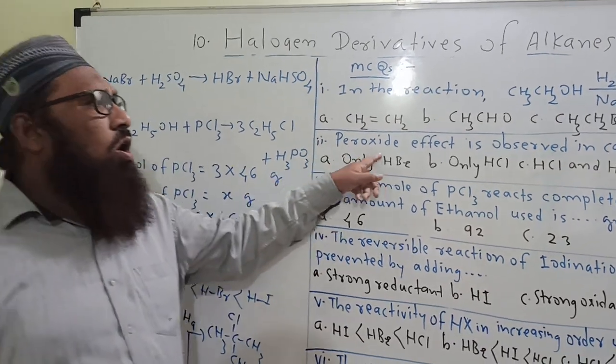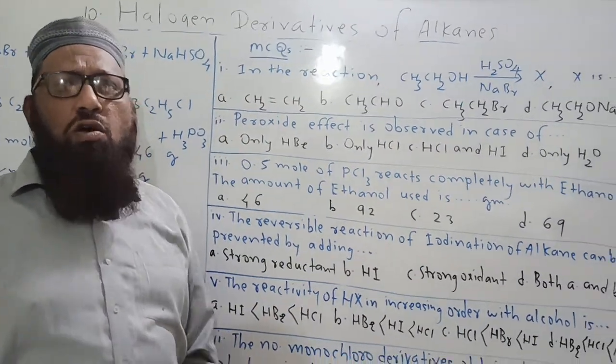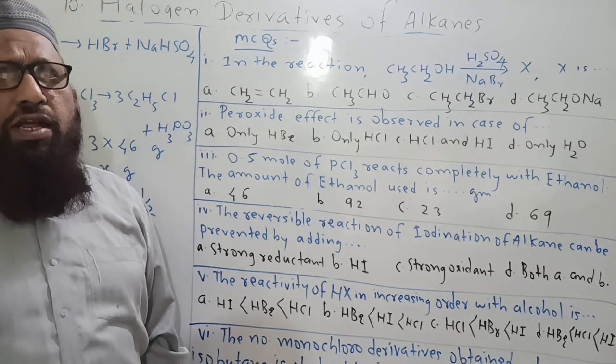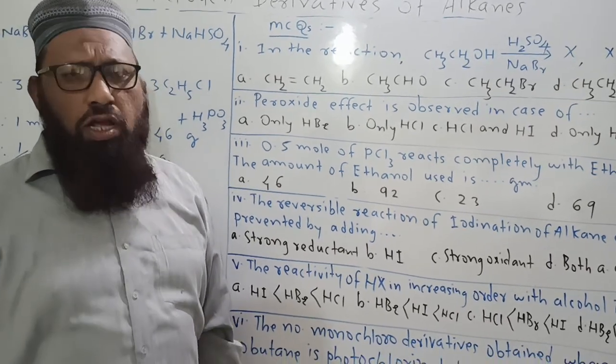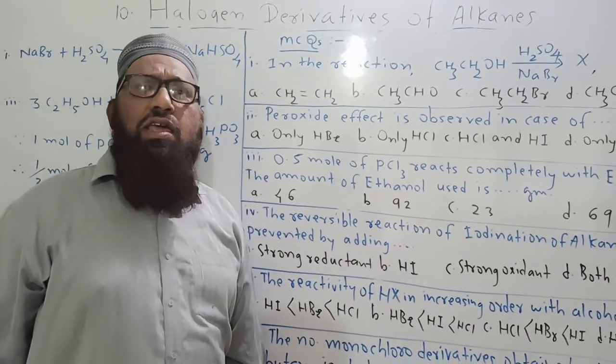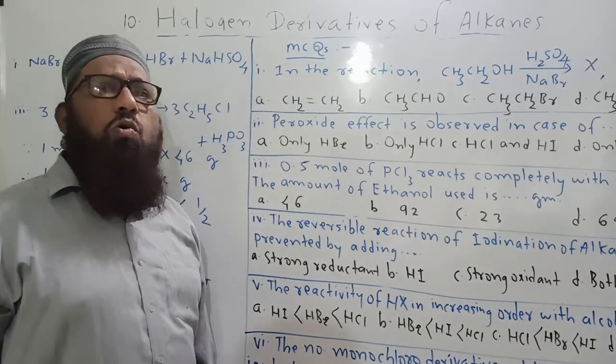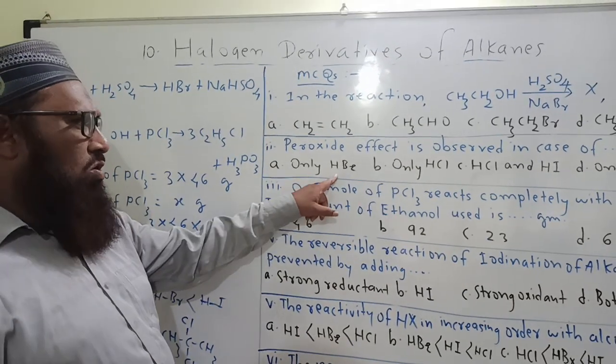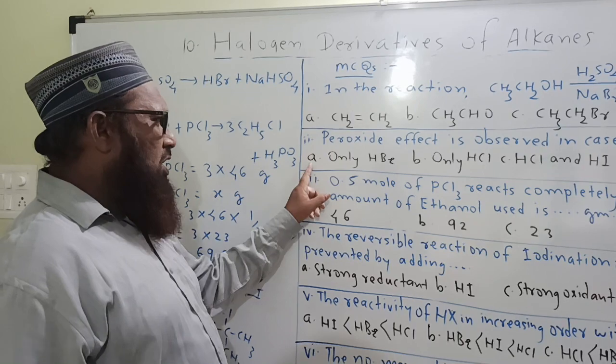Second, the peroxide effect is observed in case of... we already discussed this point in the anti-Markovnikov chapter, called the peroxide effect, and the effect is observed only in the case of HBr, only in HBr. A is the correct option.